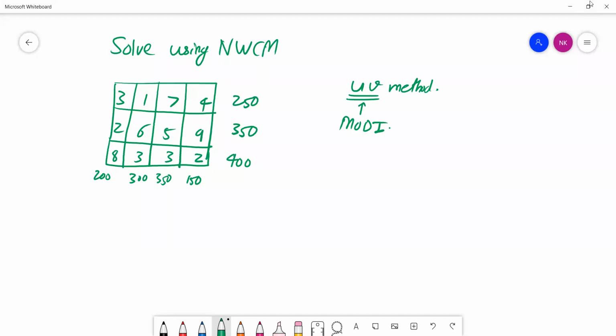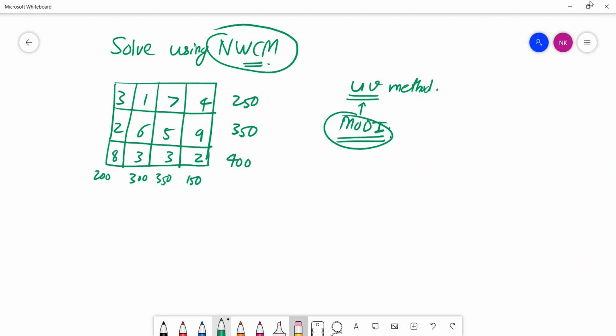The purpose of having this method is that we have learned how to find the initial basic feasible solution using the northwest corner method and the least cost method. Now that doesn't guarantee us the optimal solution. It guarantees us the feasible solution. So in order to obtain the optimal solution, we are going to discuss the MODI method. For applying the MODI method, you need to apply the northwest corner method.